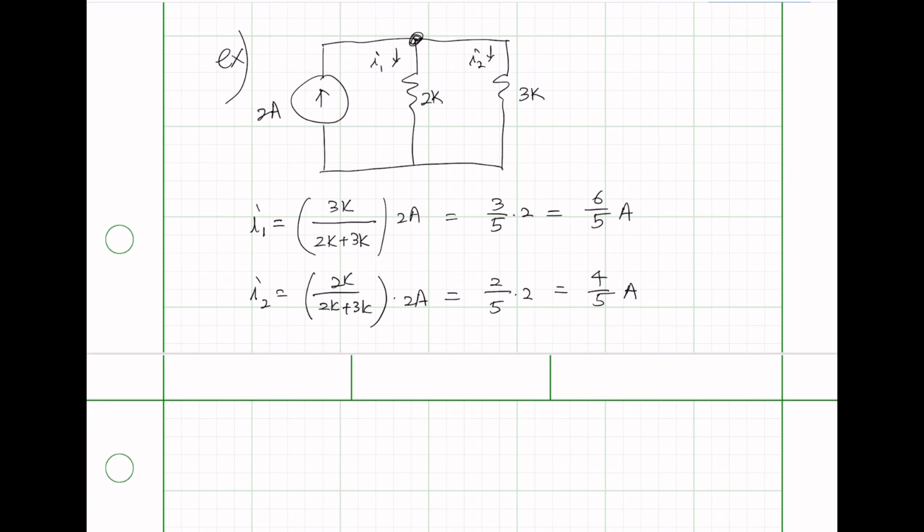Again, this is good review for KCL, Ohm's law, and definitely you need to use voltage division and current division in future circuits. If we have a complicated circuit, definitely these techniques are going to be very useful.